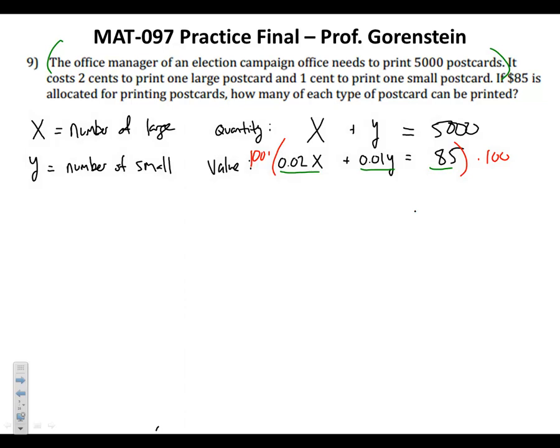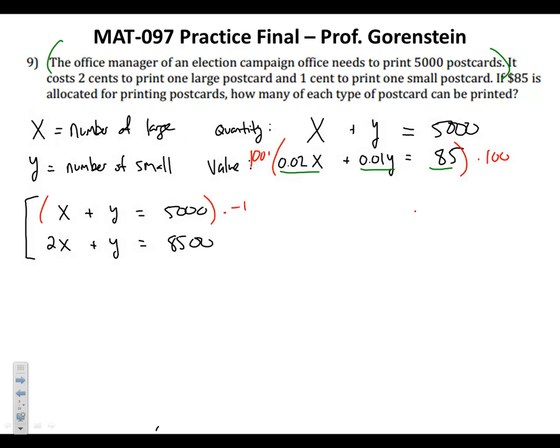So our system of equations now, first equation is x plus y is equal to 5,000. Our second equation, 2x plus y is equal to 8,500. So here's our system of equations, and now at this point you have the option of solving by substitution or elimination. I'm going to choose to solve by elimination. Since we have a 1y and a 1y, if we make one of them negative, we'll have our y's being equal and opposite.